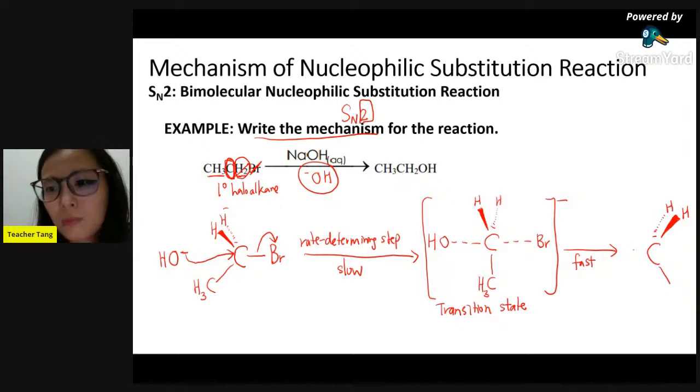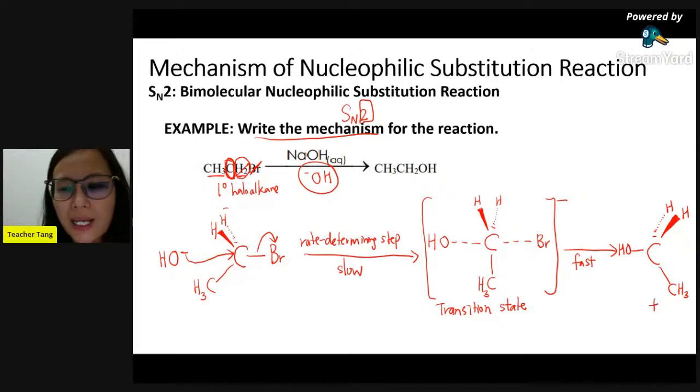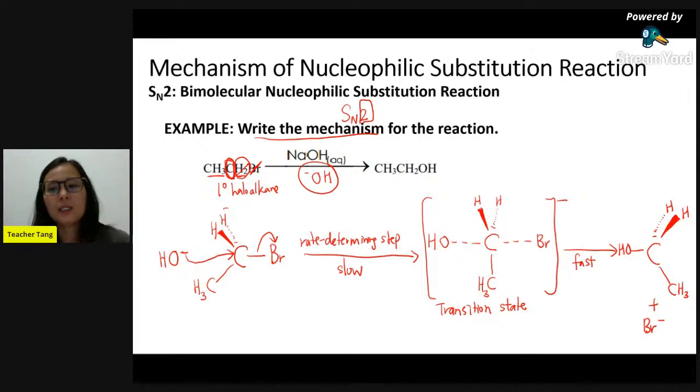Okay, and here is your nucleophile OH. The carbon is bonded to the oxygen. And here is your CH3. And then the bromine will come out as Br minus. So basically, this is your SN2 reaction mechanism.